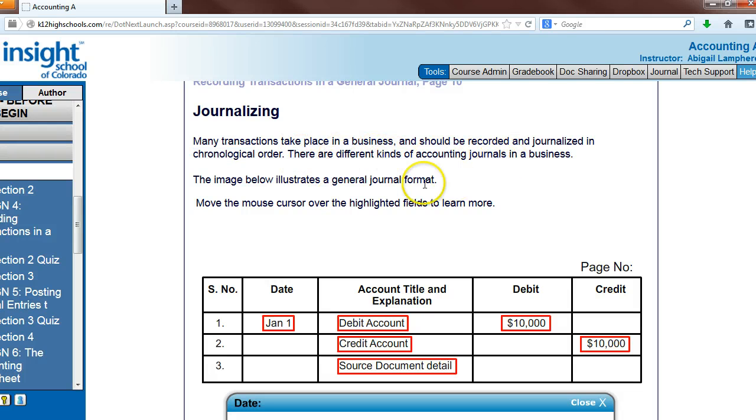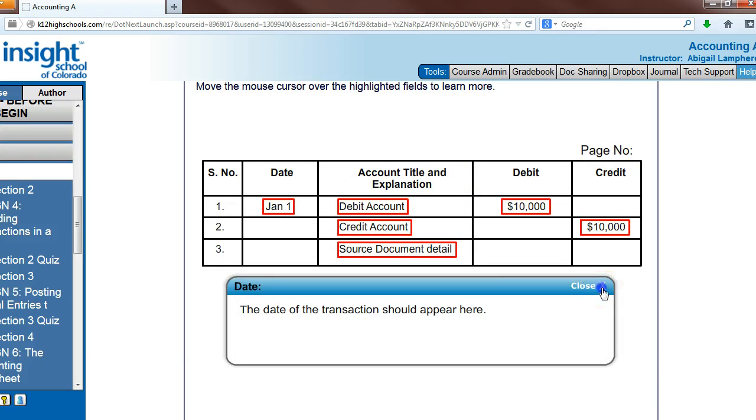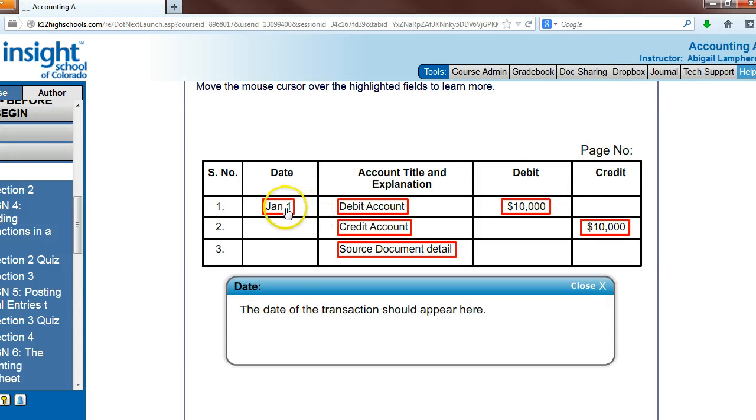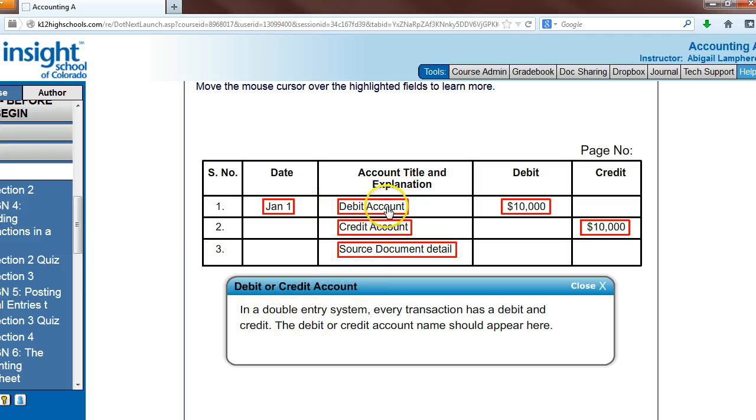There are different kinds of accounting journals in business, but we're going to look at a general journal format. And this is what the general journal format looks like, okay? You have your date, the account title that's being affected, the amount that's being debited, the amount that's being credited, and then the information to help you out. So the debit or credit account will go in this space here. You always want to list your debit first, okay?